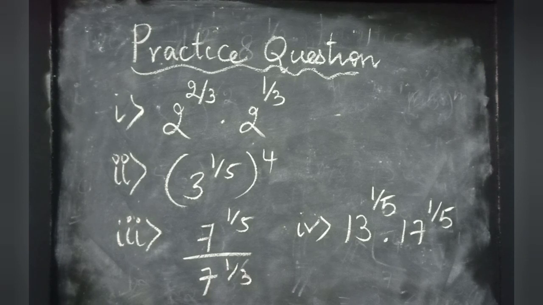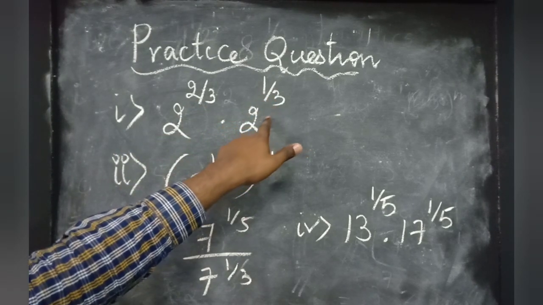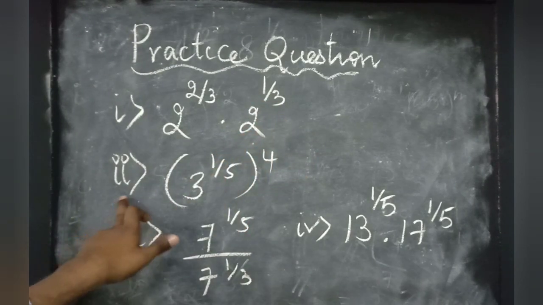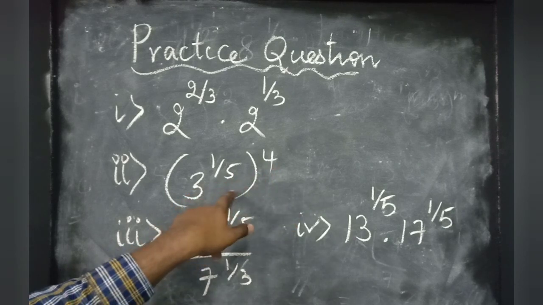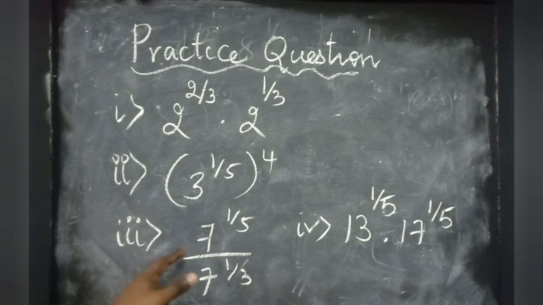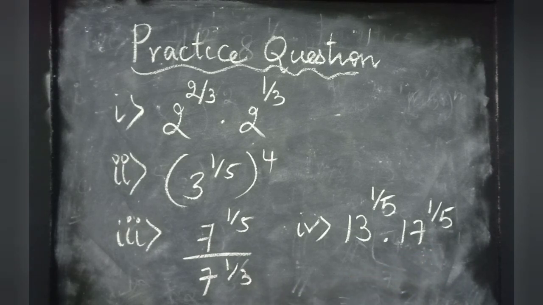These are a few practice questions based on the understanding of previous problems. The first question, 2 to the power 2 by 3 into 2 power 1 by 3. You can use the first law of exponents, then you can simplify. Second question, 3 to the power 1 divided by 5 whole power 4. By using the second law of exponents, we can simplify this. Third question, 7 to the power 1 by 5 divided by 7 to the power 1 by 3. By using the third law of exponents, you can find the solution. Fourth question, 13 to the power 1 by 5 into 17 to the power 1 by 5. By using the fourth law of exponents, you can find the solution.